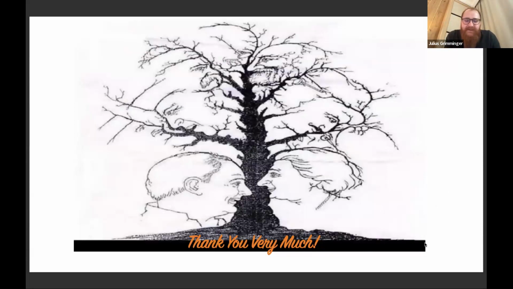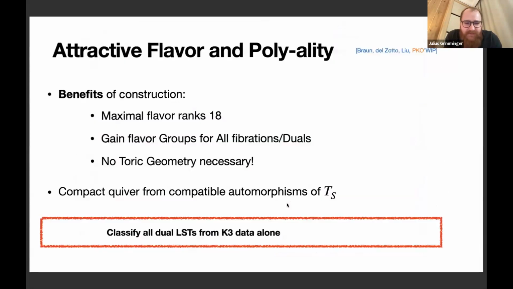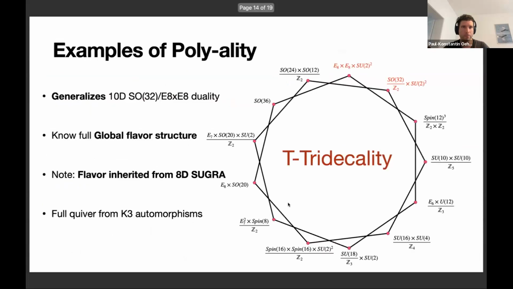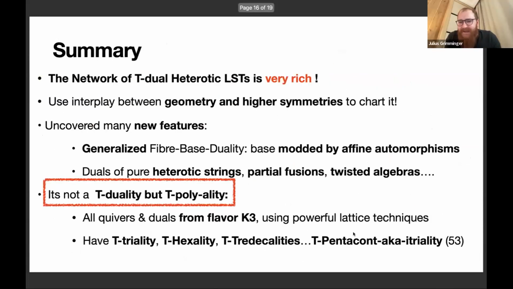If you maybe go back just one or two slides. One more. Yeah, so this pentacontatriality, that one here. Do you have examples of this, or do you just know that this should be there?